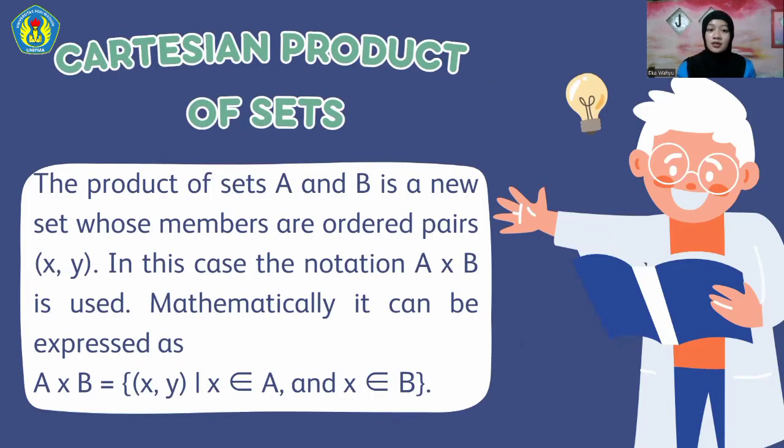And the last material is Cartesian product of sets. The product of sets A and B is a new set whose members are ordered pairs (x, y). In this case, the notation A multiplication B is used. Mathematically, it can be expressed as A multiplication B equals (x, y) such that x is an element of A and y is an element of B.